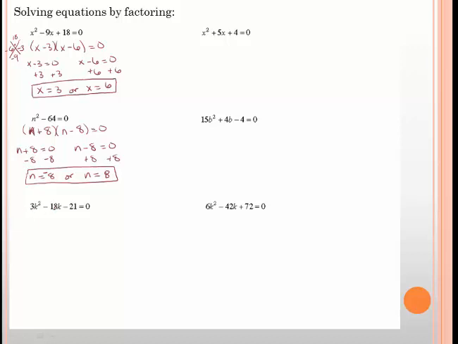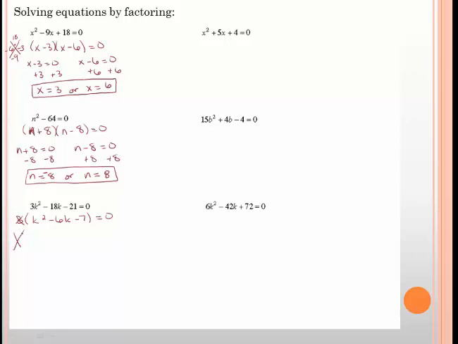Here I have 3k squared minus 18k minus 21. Now these have a common factor in them. That's 3, so I'll factor that out. And I'm left with k squared minus 6k minus 7 is equal to 0. This 3 times this expression doesn't add anything because this is 3 times 0 equals 0. So we can just ignore that in this type of problem.